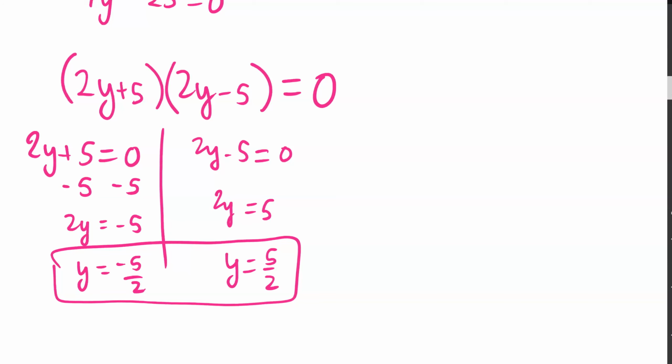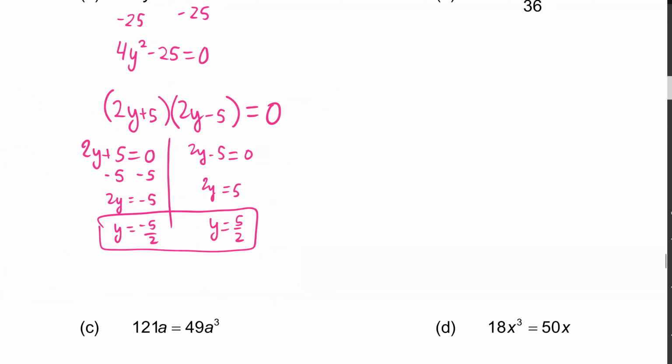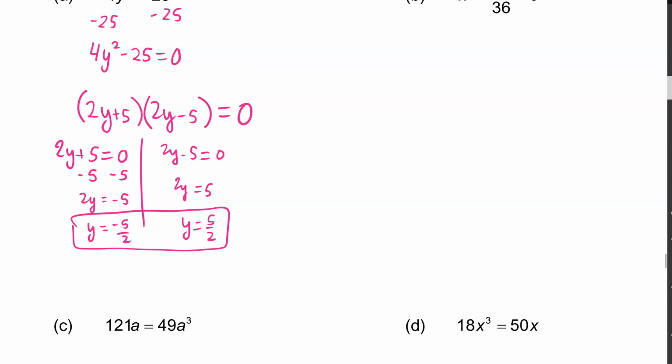All right, let's try B. Ooh, fraction. But we know, what times itself is 36? 6. So what times itself is 1 over 36? 1 over 6.